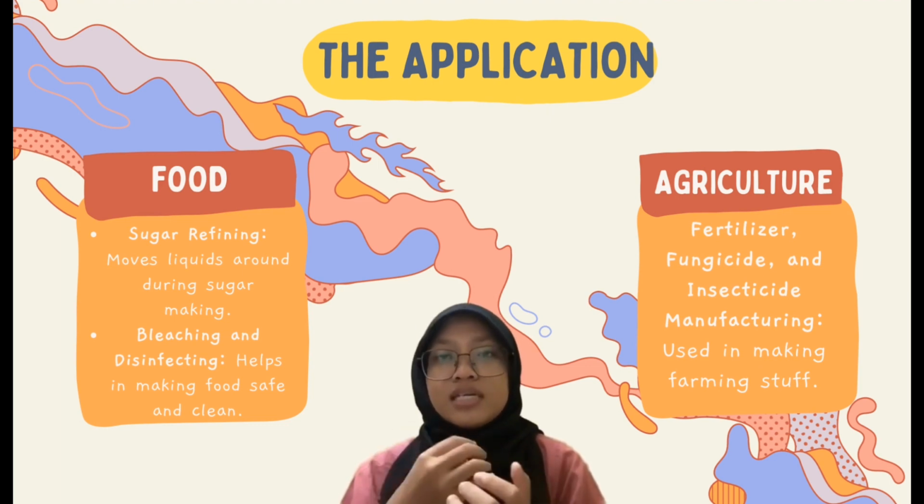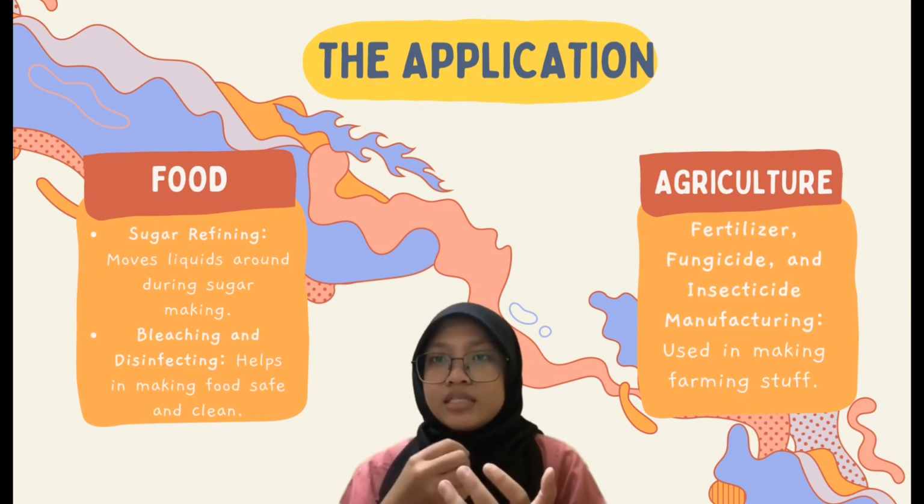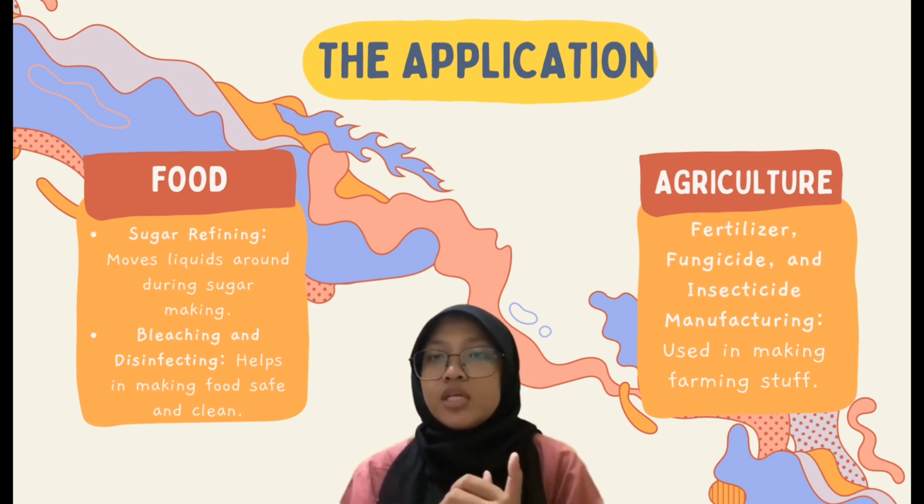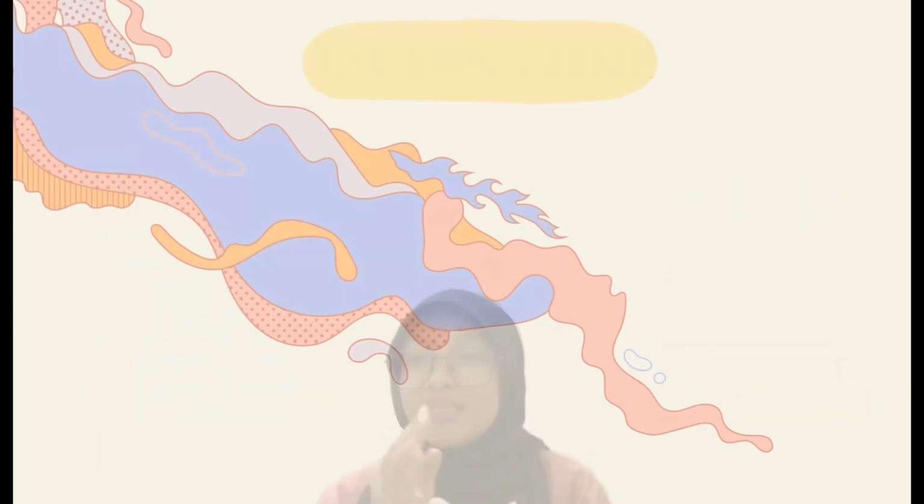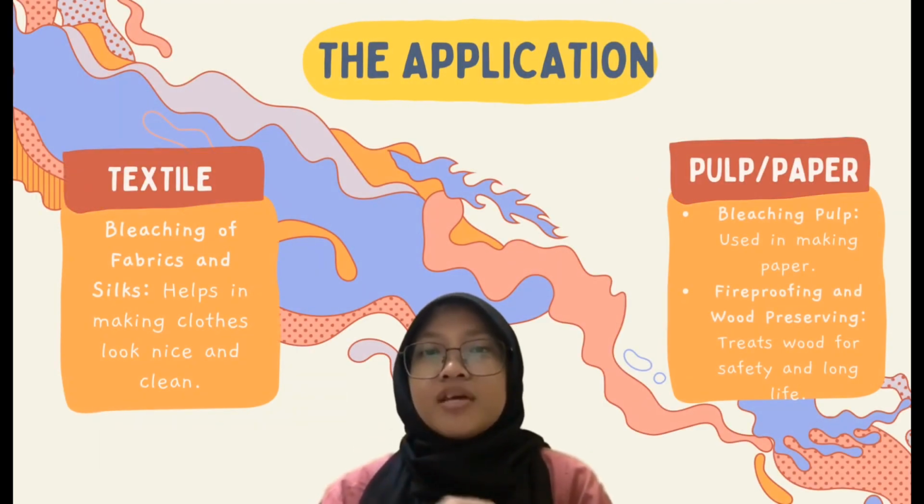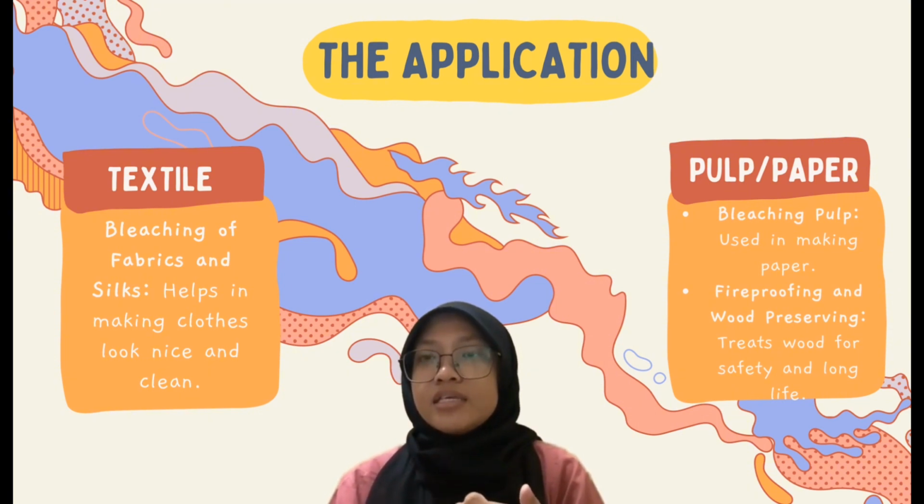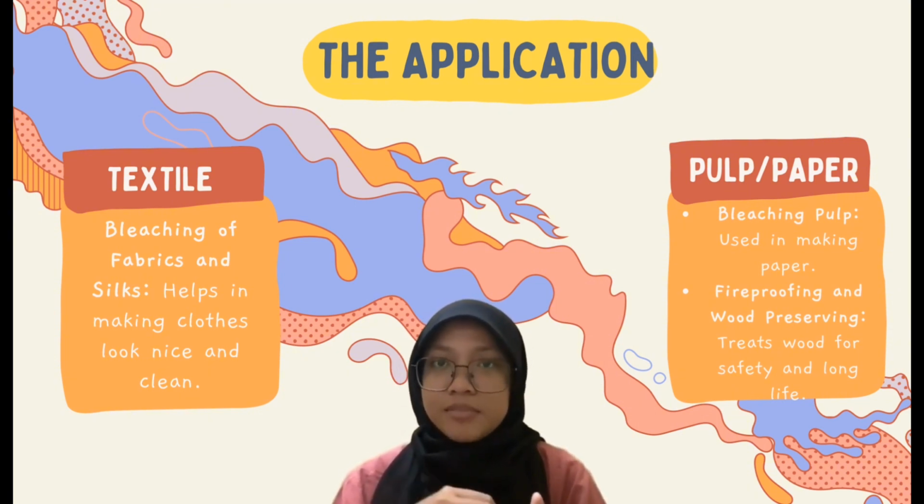Next, for agriculture industry, we have fertilizer, fungicide and insecticide manufacturing. This pump can be used in the production of agriculture chemicals, facilitating the transfer of liquid during the manufacturing process. Centrifugal pumps play a role in the textile industry by aiding in the circulation and transfer of bleaching agents during fabric and silk bleaching process.